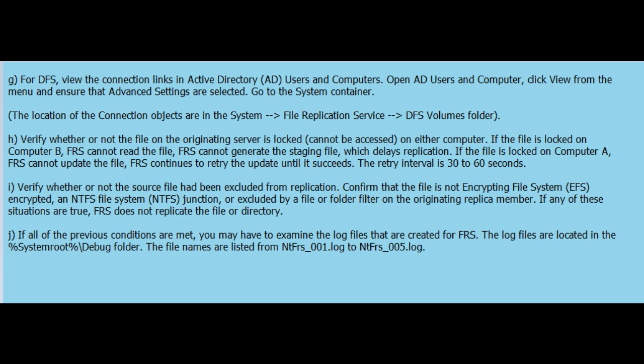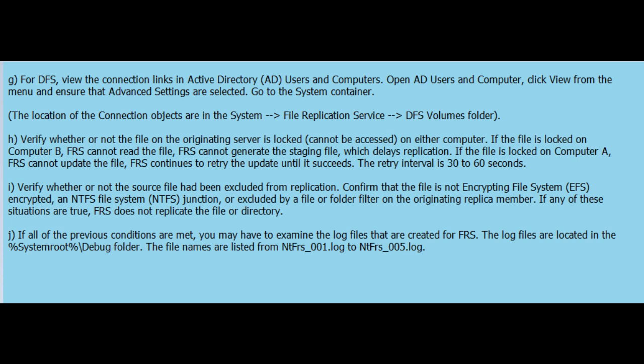Point H. Verify whether or not the file on the originating server is locked or cannot be accessed on either computer. If the file is locked on computer B, FRS cannot read the file. FRS cannot generate the staging file, which delays replication. If the file is locked on computer A, FRS cannot update the file. FRS continues to retry the update until it succeeds. The retry interval is 30 to 60 seconds.